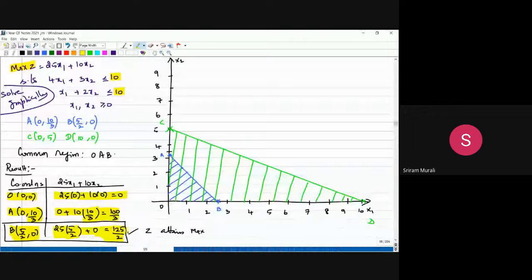Have you all understood? Now, of the 3 points, which is maximum?